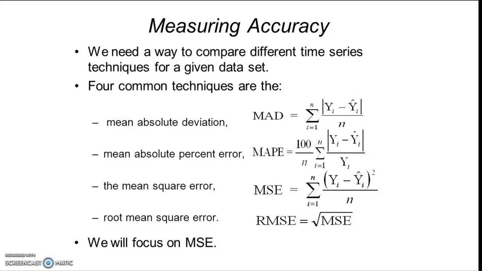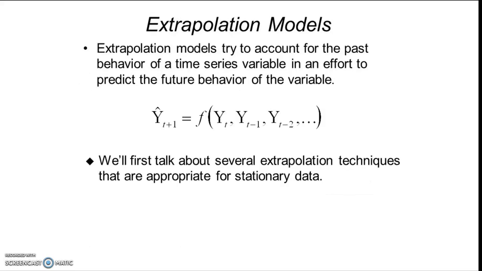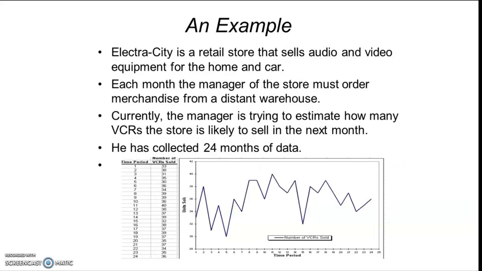Measuring accuracy. We need a way to compare different time series techniques for a given data set, and these may be mean absolute deviation, mean absolute percent error, the mean square error, and root mean square error. And in this presentation we will focus on the mean square error, that is MSE. One of the methods or models is extrapolation, and these models try to account for the past behavior of a time series variable in an effort to predict the future behavior of the variable. And this is an example.